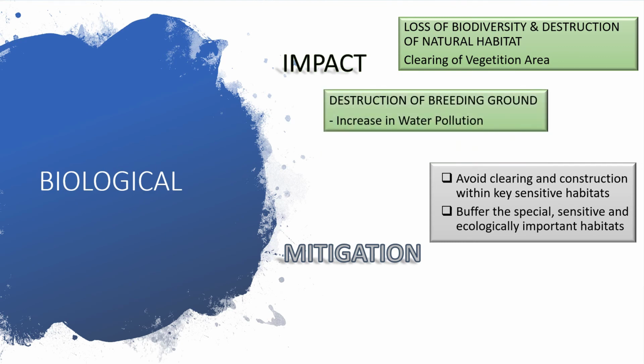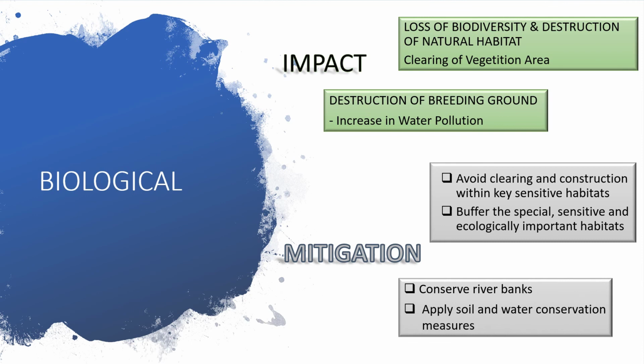The second biological impact is destruction of breeding ground caused by increase of water pollution. The fish are bred in the upstream part of the river to avoid other fish predators, but the increase in pollution due to the use of fertilizer and other agrochemicals has affected the breeding site of the fish, which leads to death. The mitigation that can be applied to avoid the impacts are to conserve riverbank area for fish breeding and also apply soil and water conservation measures to minimize seepage and runoff of chemicals into water bodies. This mitigation maybe cannot reduce the water pollution, but it will not cause an increase in water pollution.